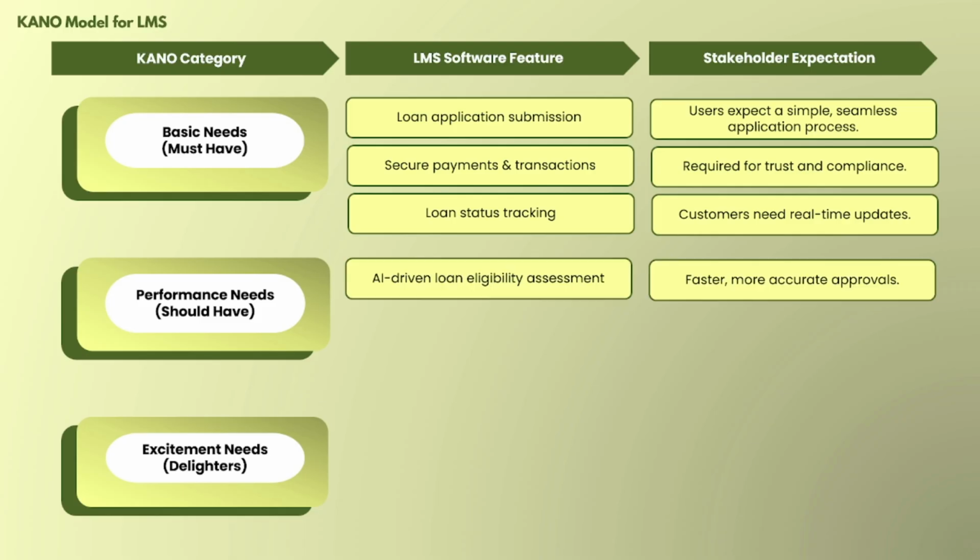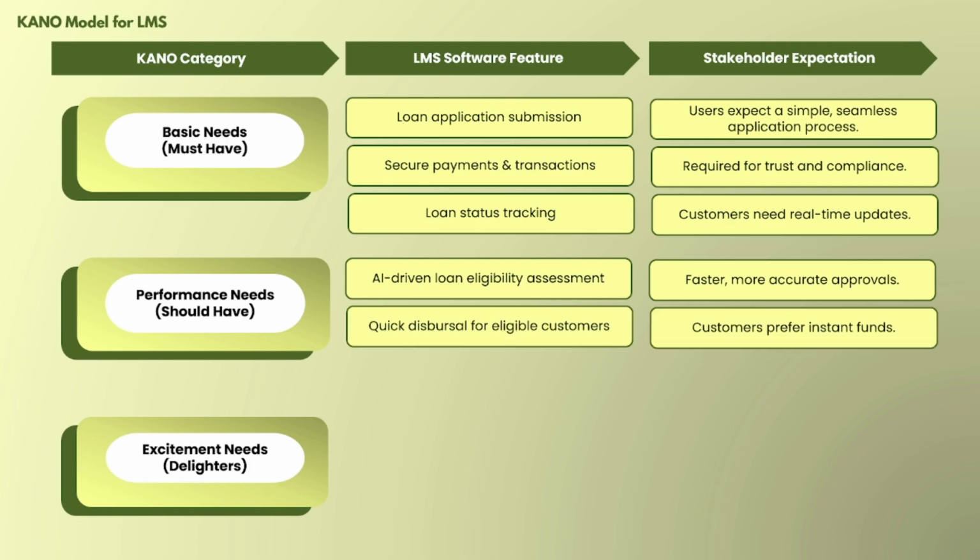Then performance needs. AI-driven loan eligibility assessment, for faster and more accurate approval. Whether a customer is eligible or not, such a feature can definitely help the loan management system. Then quick disbursal for eligible customers. Customers prefer instant funds. If an eligible customer is there, then the disbursement of the loan should be very fast. It should be very quick.